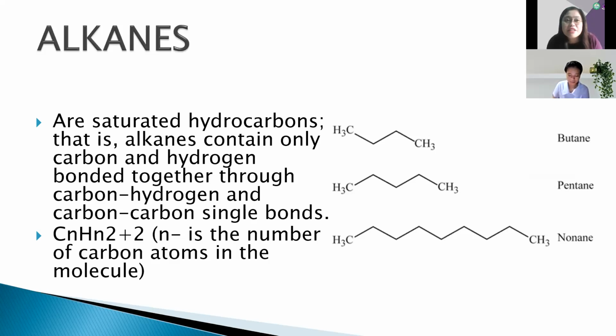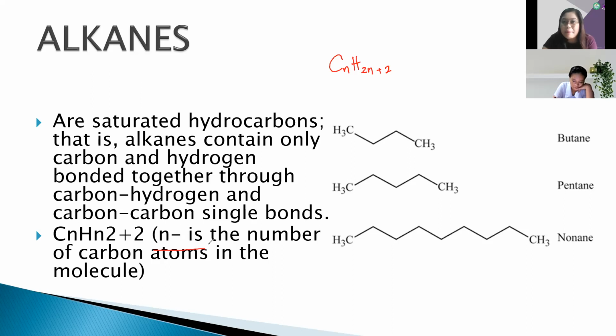Now, we have the general formula na fina-follow to know the molecular formula of our alkanes. So we have here CnH2n plus 2. Gawin ko lang siyang CnH2n plus 2 ha. Nahihirapan ako mag-pronounce ng HN2 plus 2. It's easier for me to say CnH2n plus 2. Okay? Now what is n? n is the number of carbon atoms in the molecule.